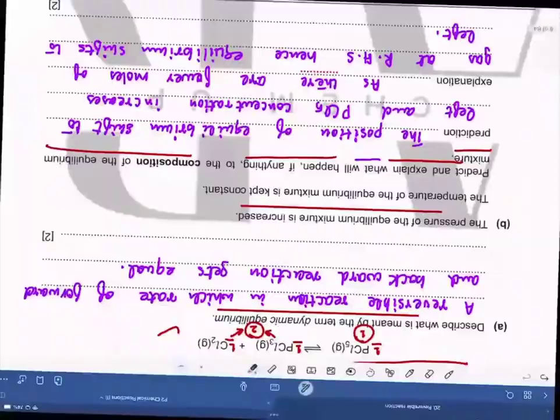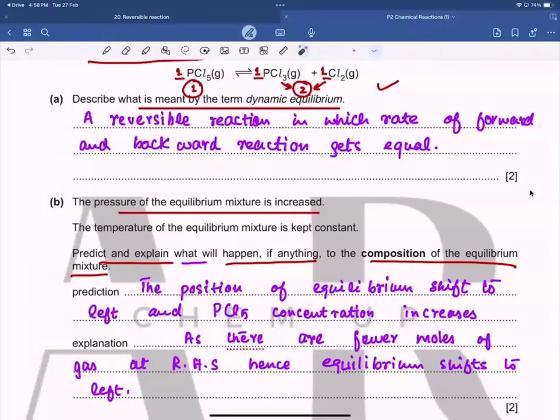Sir, the Haber process is the one with iron, for ammonia? Iron is the catalyst to form ammonia. Okay.